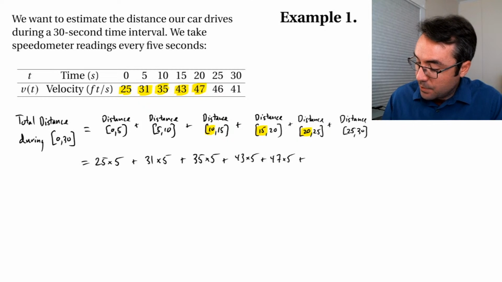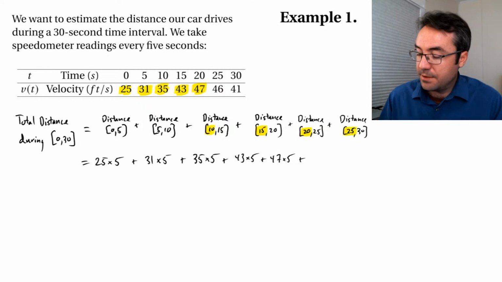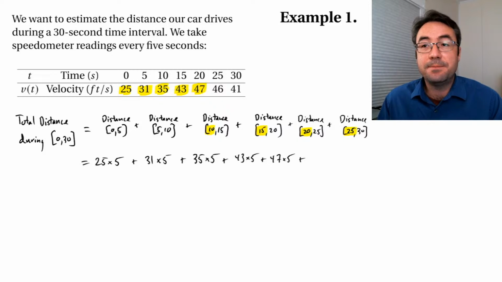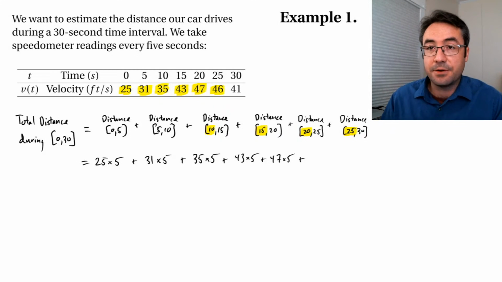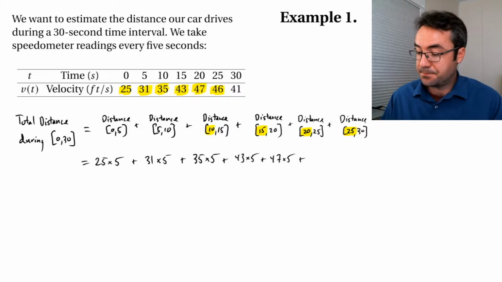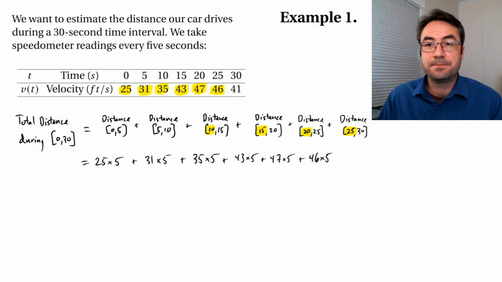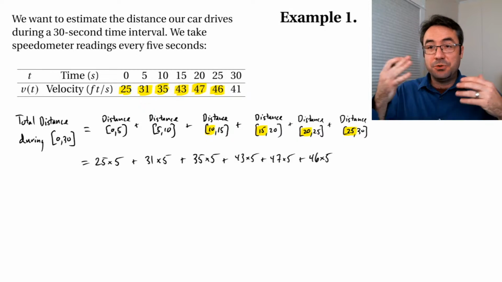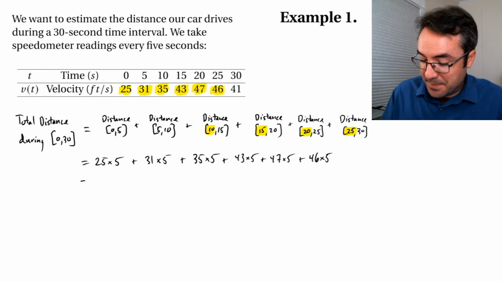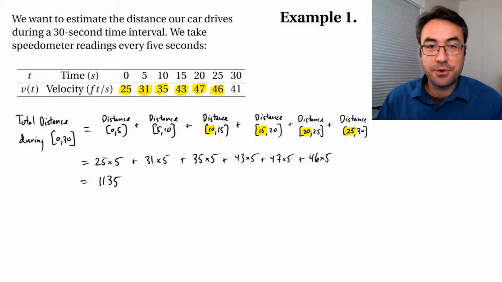And then finally we get to our last one, and we're using the left endpoint, our initial velocity, at t equals 25. So our velocity reading there is 46. And so we're going to travel at 46 feet per second times 5 seconds. And then just do all that arithmetic, and what we end up with is 1,135 feet.